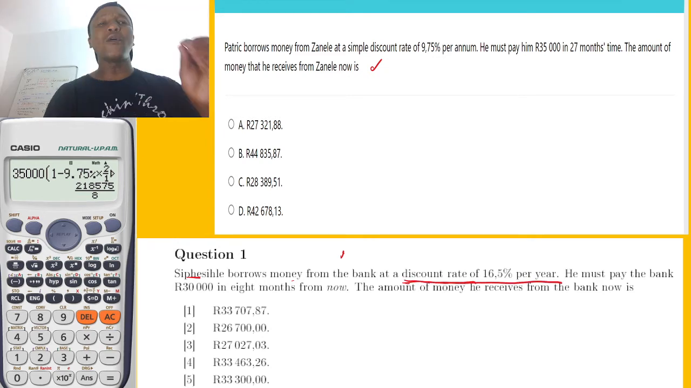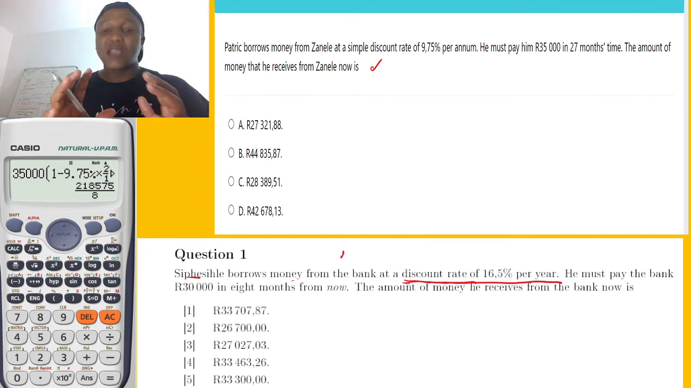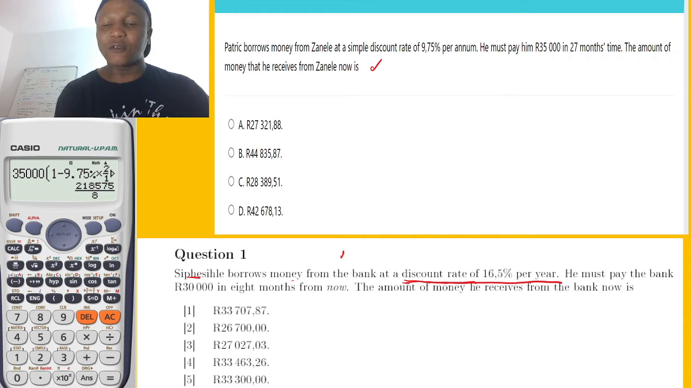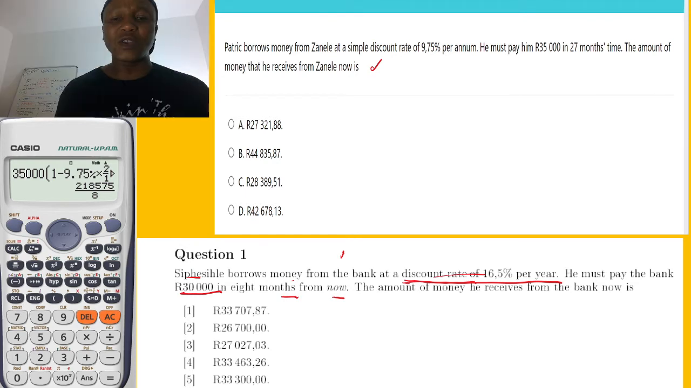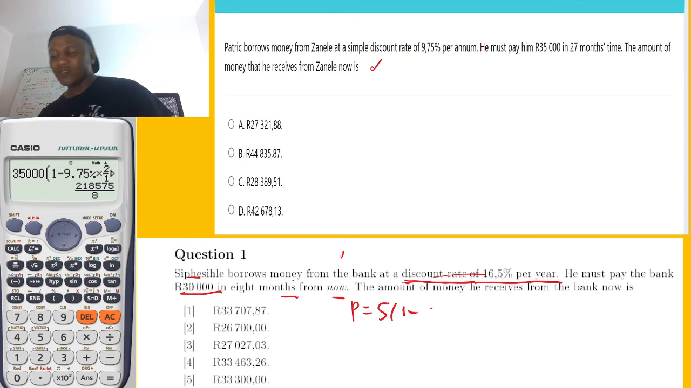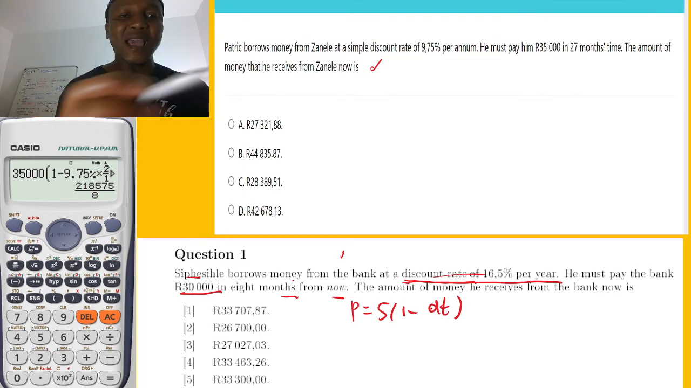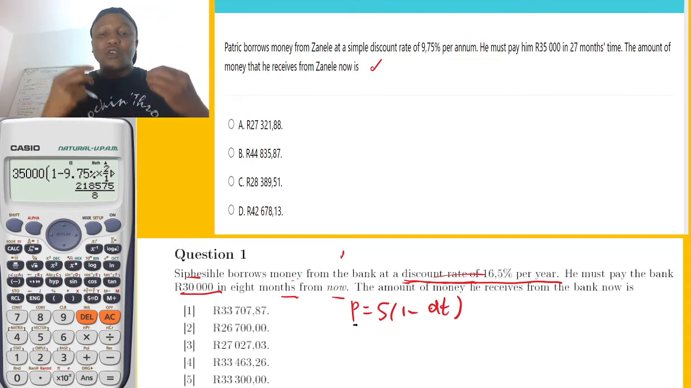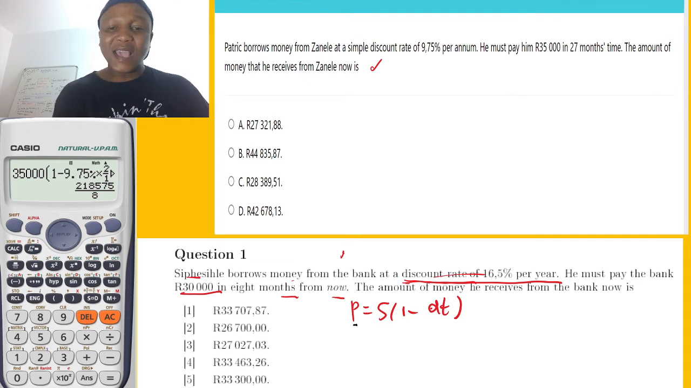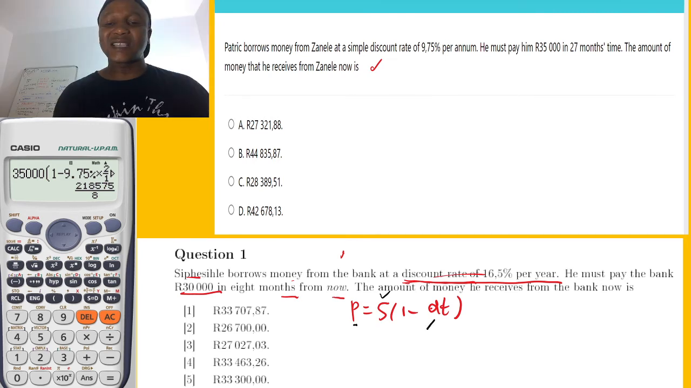So the moment you see discount, you have to say, oh, I know this could possibly be a discount question. I'm going to write down the formula here. He must pay back 30,000 in 8 months from now. So the keyword here is discount rate. For discount rate, you say P equals S times (1 minus DT). What does that mean? P is the present value, the amount that you have for now. S is the future value, the money you don't have now but will have in the future. D is the discount rate, and T is the time, how long.